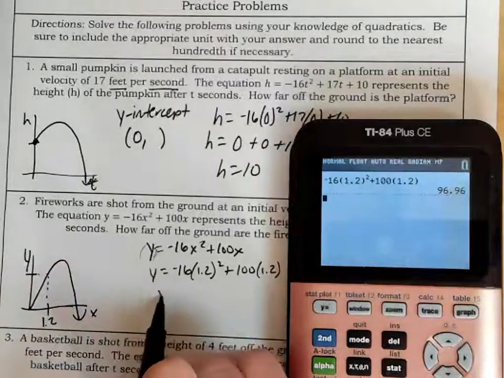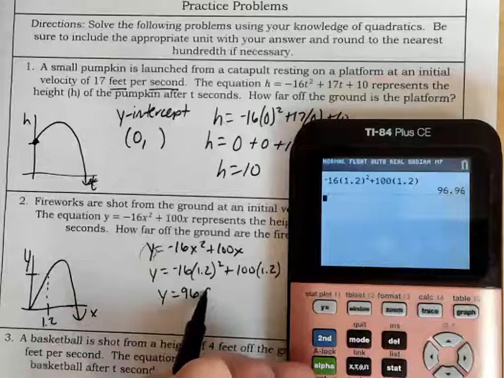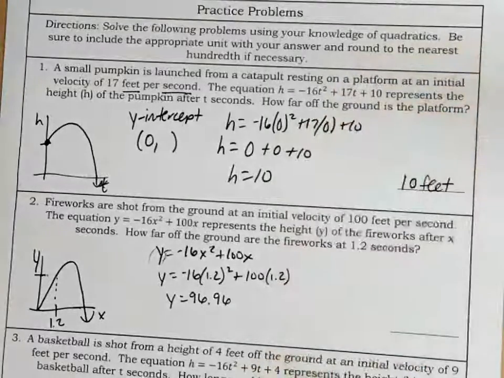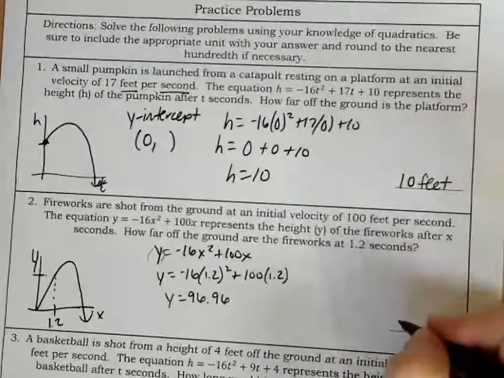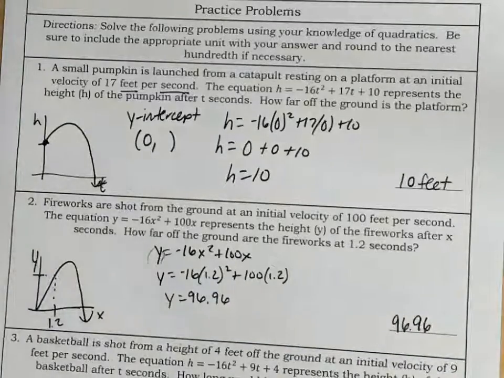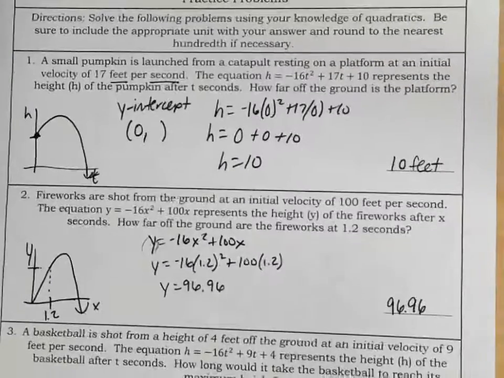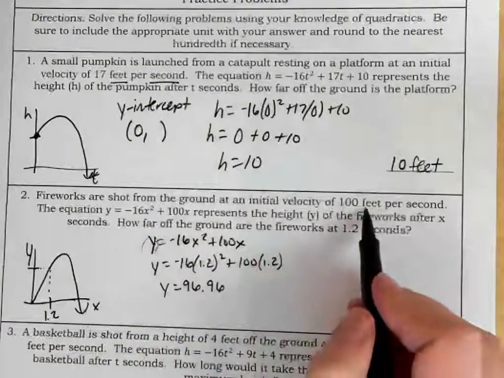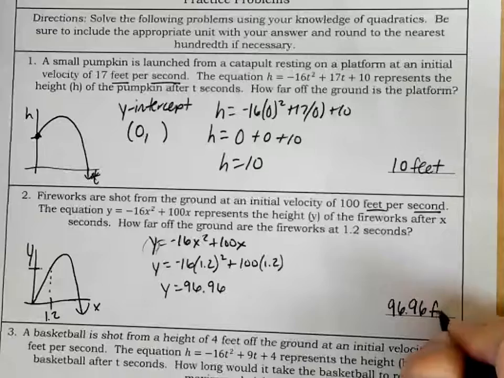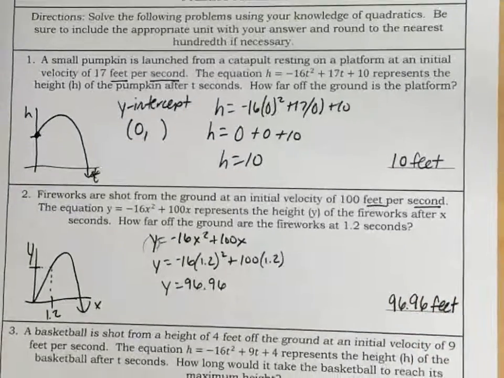And I get that y is equal to 96.96. And I'm supposed to round to the hundredths if I need to, and I need to find a unit here. So the fireworks are supposed to be 96.96 some unit off the ground. And so I have to again look for units here. And I have feet and second. Since I'm talking about a distance or a height, I'm going to go with feet here.